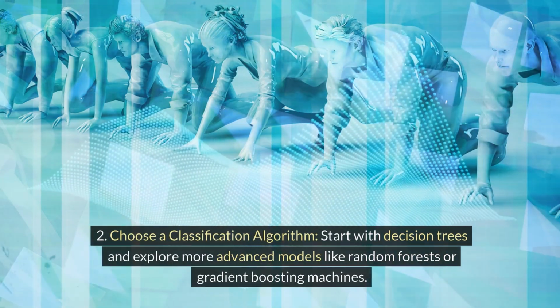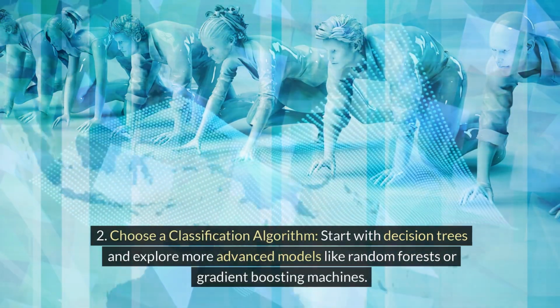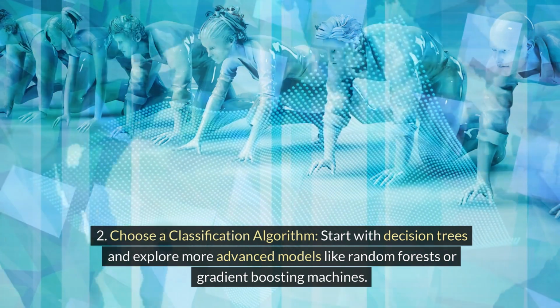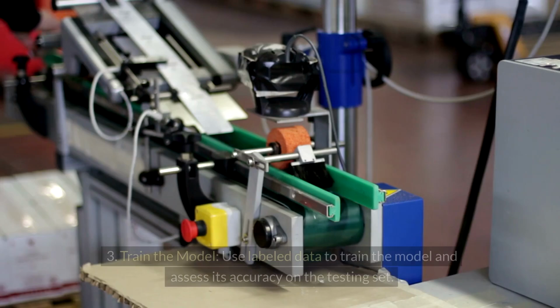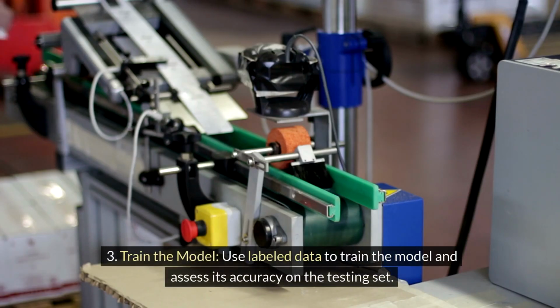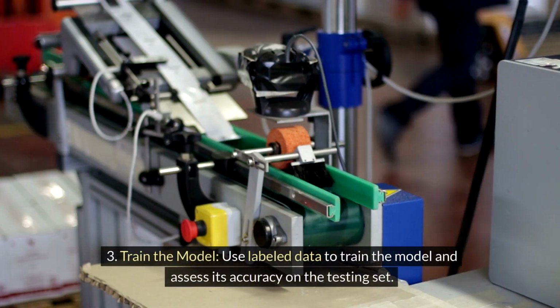2. Choose a classification algorithm. Start with decision trees and explore more advanced models like random forests or gradient boosting machines. 3. Train the model. Use labeled data to train the model and assess its accuracy on the testing set.